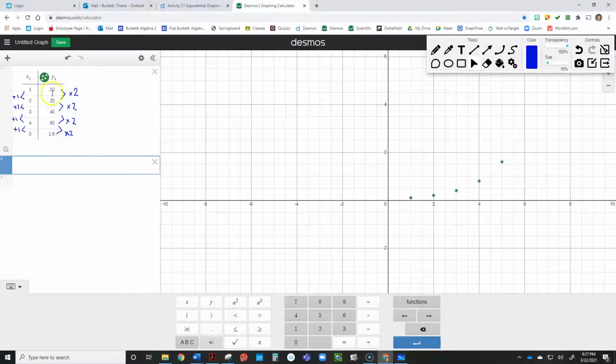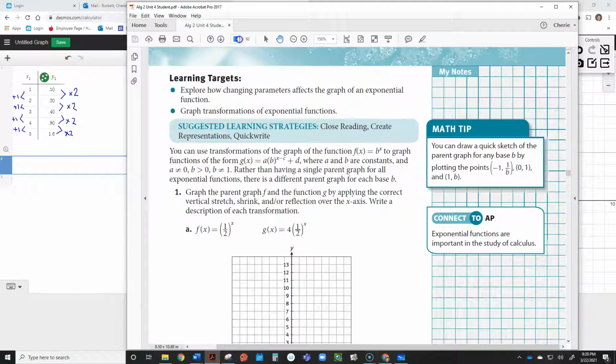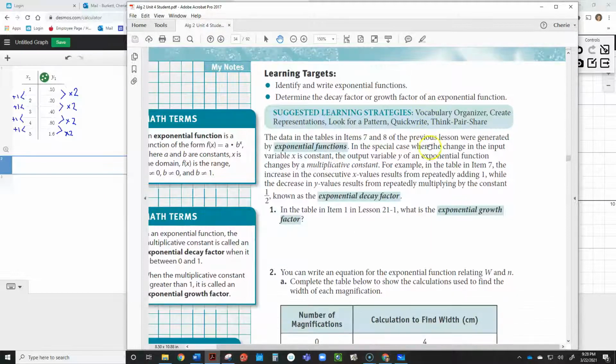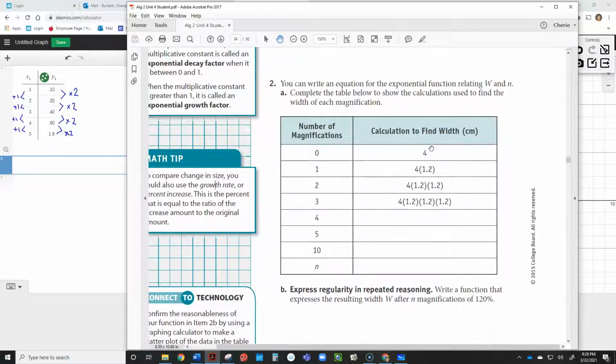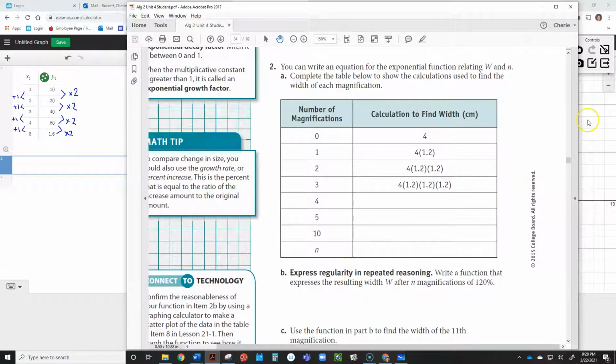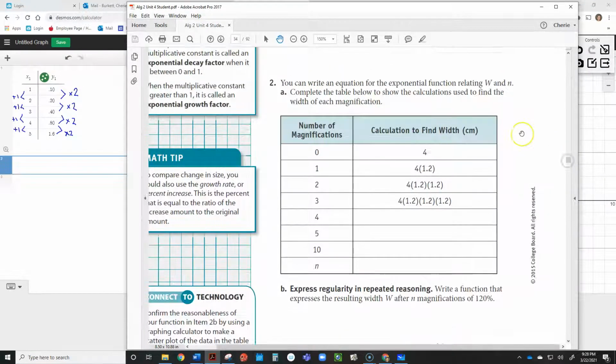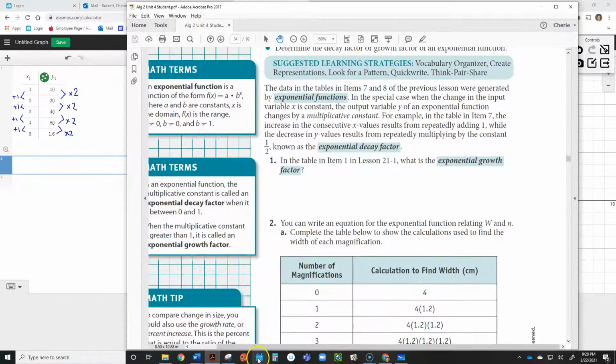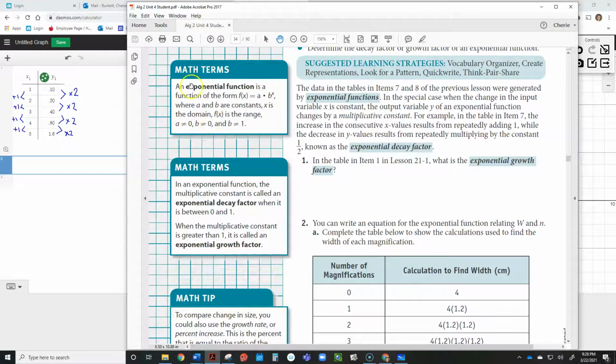So once we recognize that it is exponential, I want to jump over here and show you in your textbook, on page 326, I believe, that it gives you the basic definition of the most basic form. It says an exponential function is in this form right here. So they can get more complicated, and I'm going to explain all of this in another video.